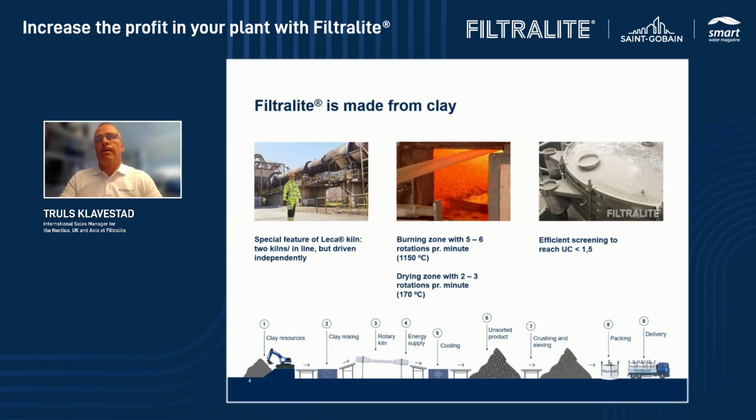Okay, so when the material comes out from the kiln, we cool it down, and then we go to our sieving lines. First, we take out the raw material and wash it; over and under the grain size goes back to be crushed and goes down to the sieving line. Then we sieve the material, put it in big bags, and then we transport it to the client. So this is a brief overview of how we produce Filtralite.